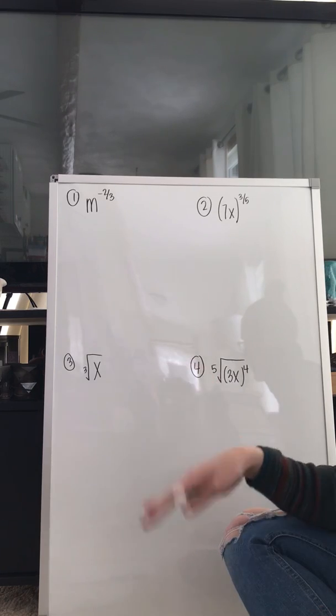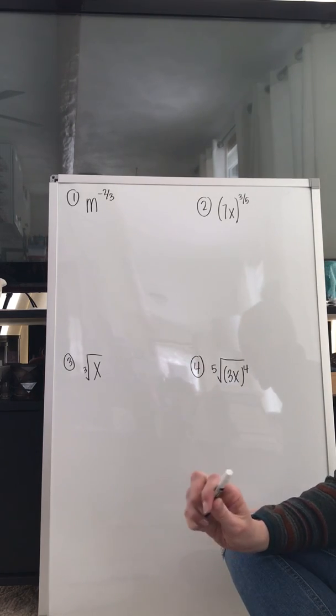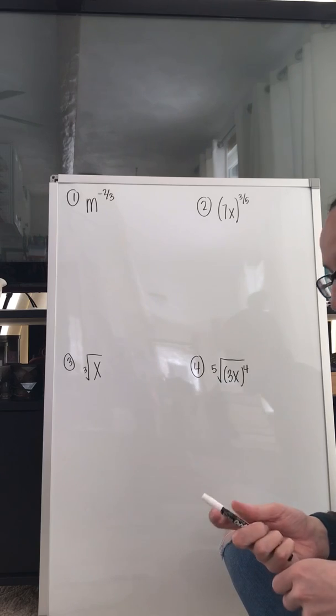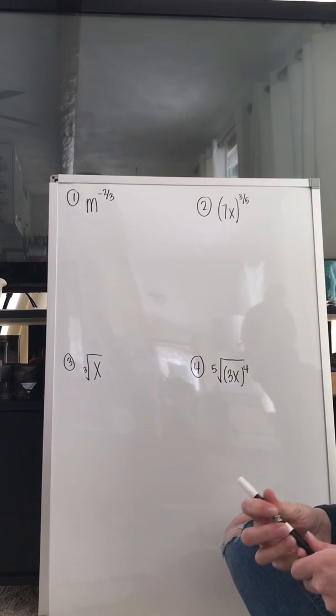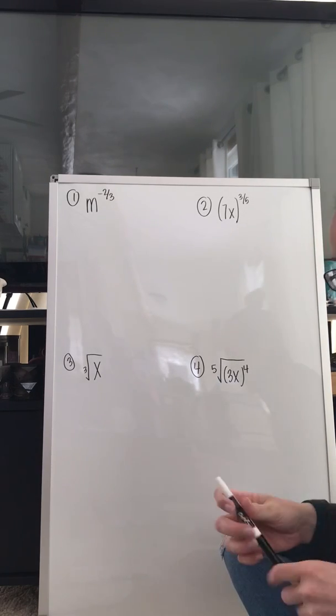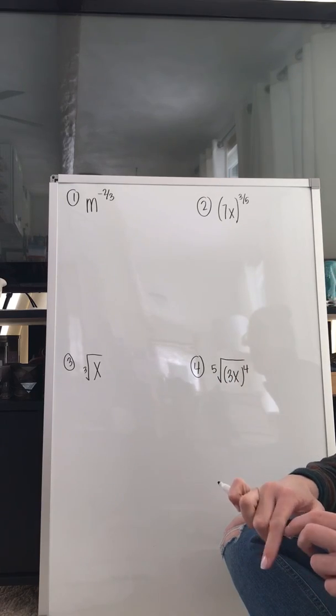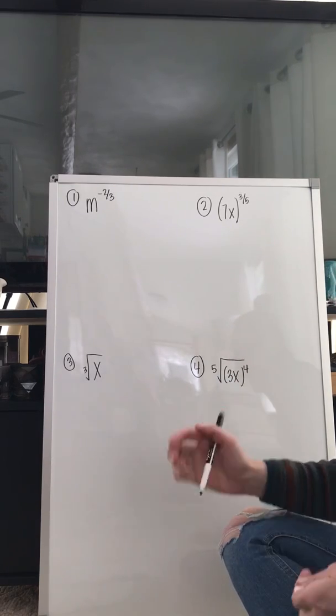Feel free to pause this video at any point so you can write these down or try examples on your own. And then you can go ahead and try the next section of examples on the review. So we'll start with m to the negative 2/3. It's asking us to write that in radical form.